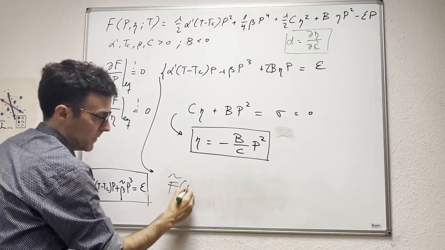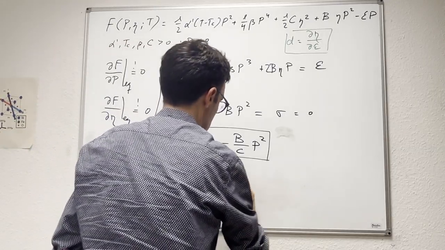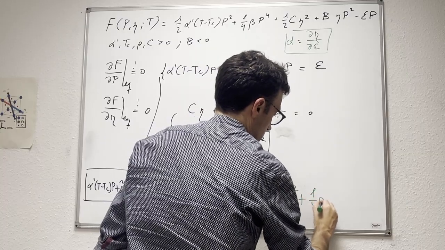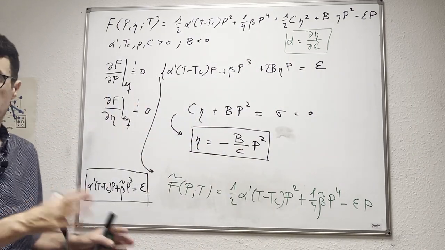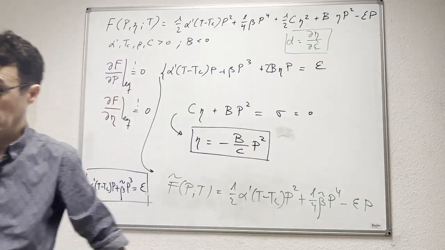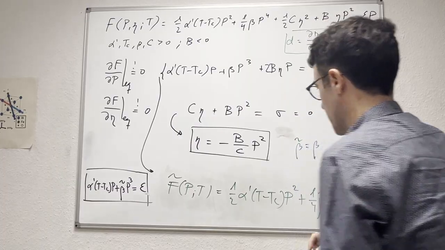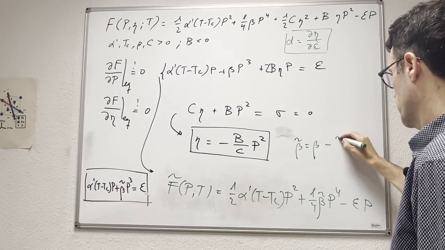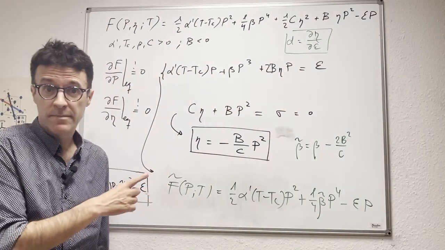We could write an F tilde of polarization and temperature, where the tilde means that the strain is somehow taken into account, like this, P squared, which is exactly identical to the one that we used to have, but where the beta parameter has changed. The new beta parameter looks like 2 times b squared over c, I believe. So beta tilde is beta minus 2 times b squared over c. Is that correct? Is that what I wrote before? Okay.